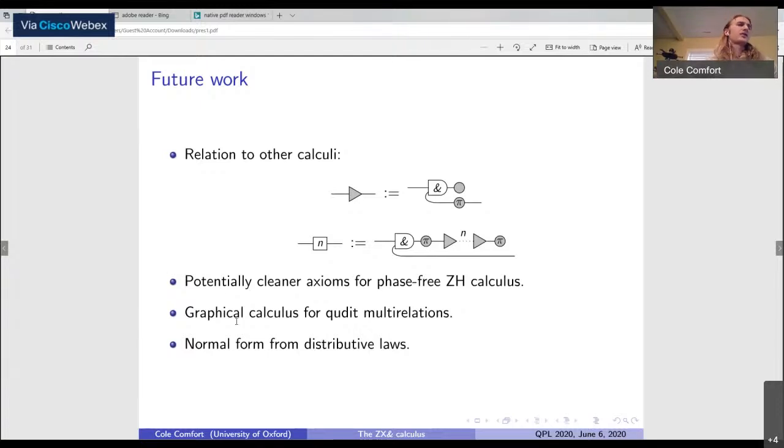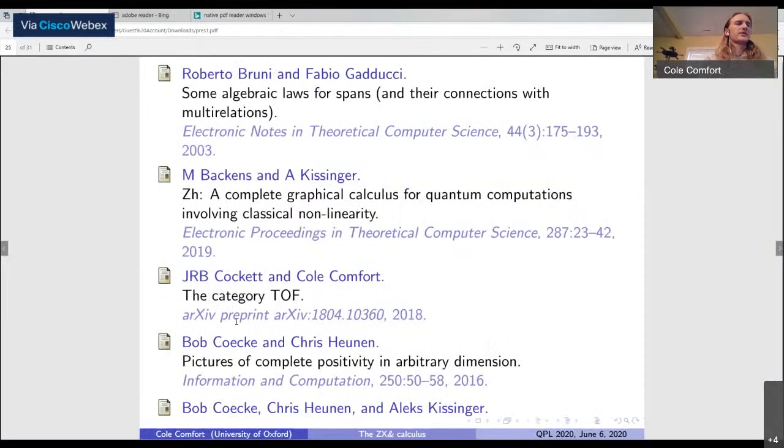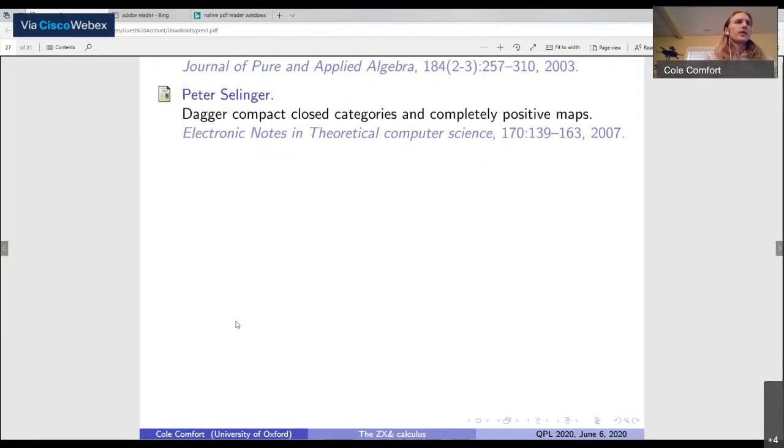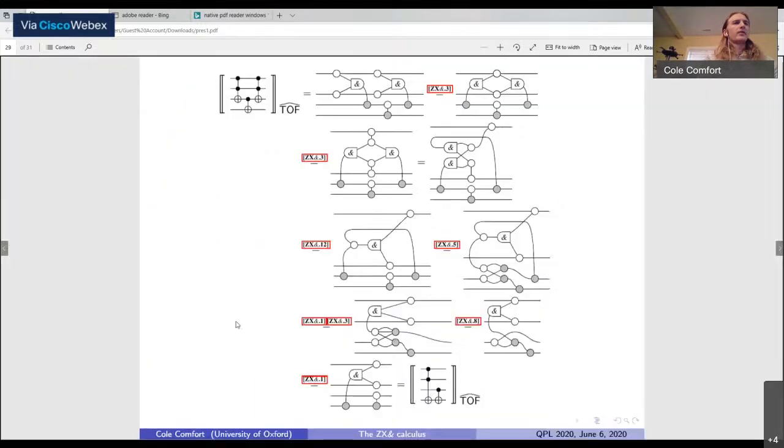And if you could generalize this to qubits. Also it'd be nice to find a normal form using the fact that I've presented this category in terms of distributive laws between monoids. There's this correspondence between distributive laws and normal forms. So I have a bunch of references, probably way too many to read. And I have a nice proof to show how nicely proofs work in the setting. And that's all.